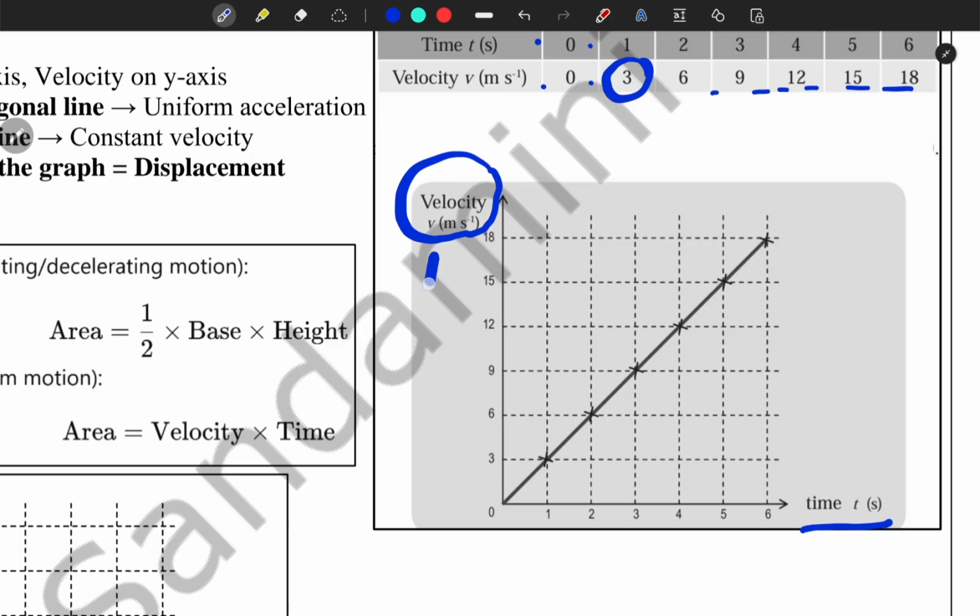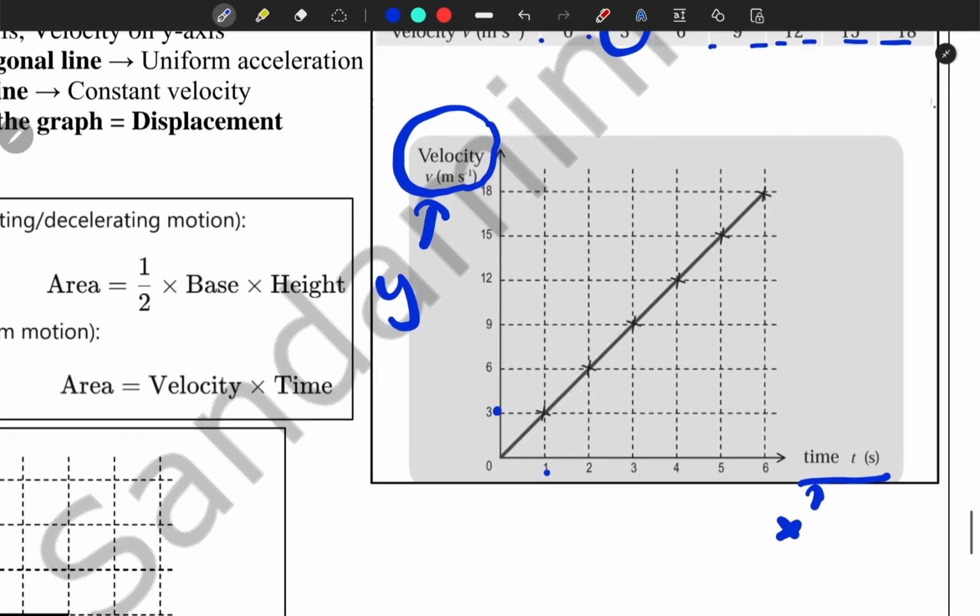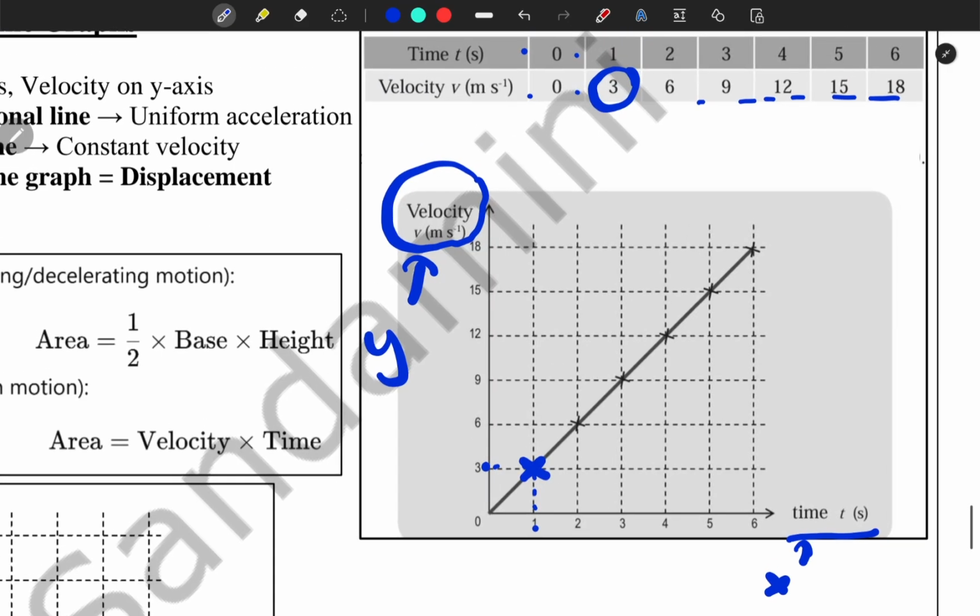What is changing is in the y-axis, this is the x-axis, and so in the first second velocity is 3, so you go like this and mark that point. At the second second velocity is 6, so coming like this, mark like this. If you plot these and then join, that is the graph, right?